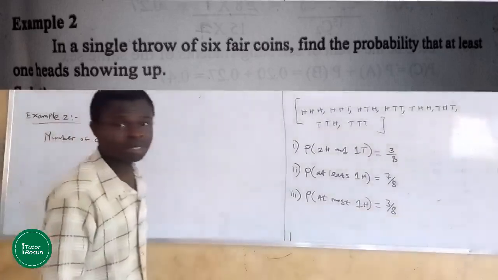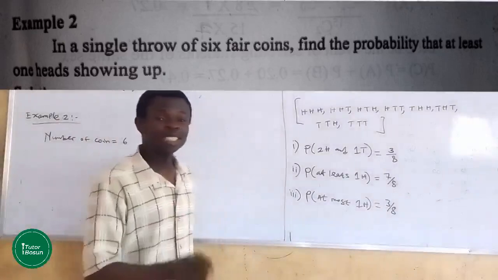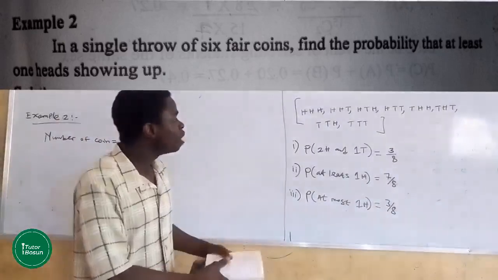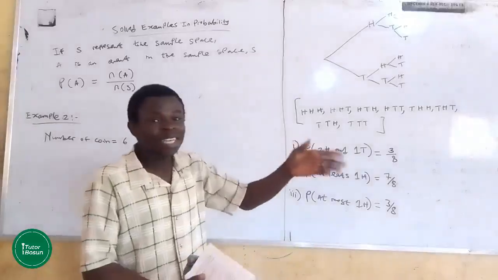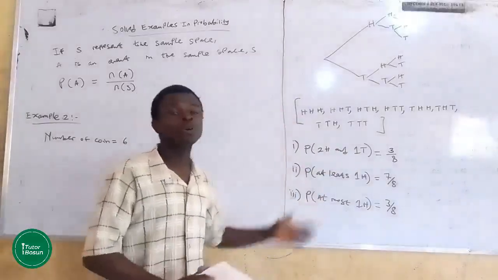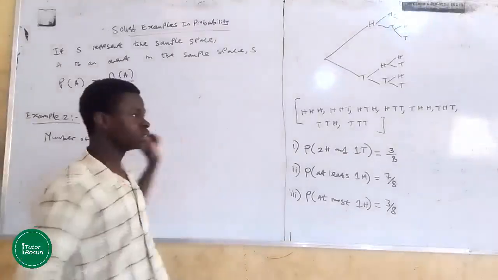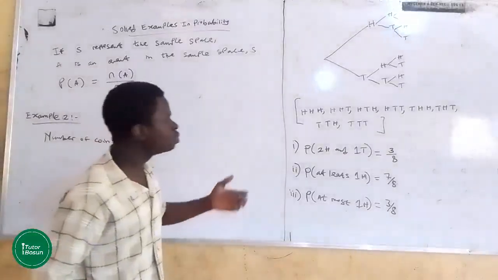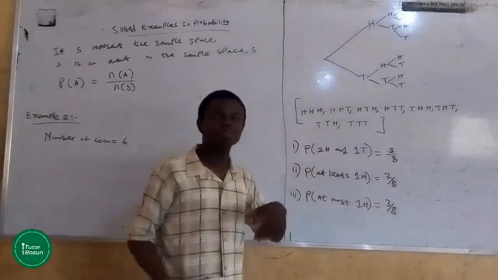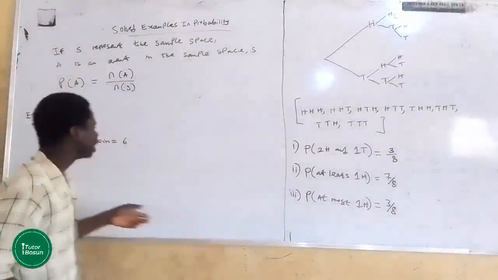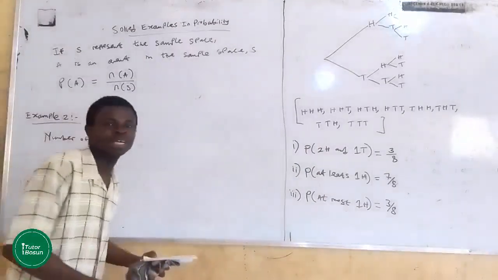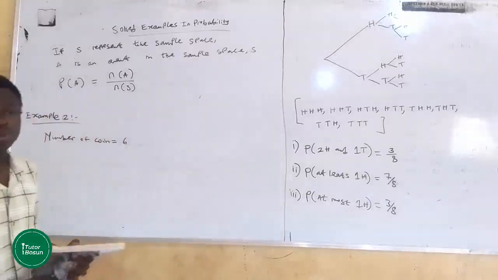If you want to solve it using sample space, you have to generate a sample space for 6 fair coins, so you'll be having head up to 6 times. It will be too bogus. So it is advised not to use the idea of sample space for this kind of question. For any question in which the number of coins is more than 3 or 4, it is advised not to use the idea of a tree diagram, because it will be too bogus and too strenuous.